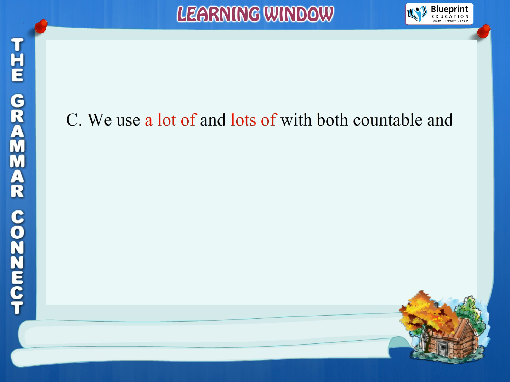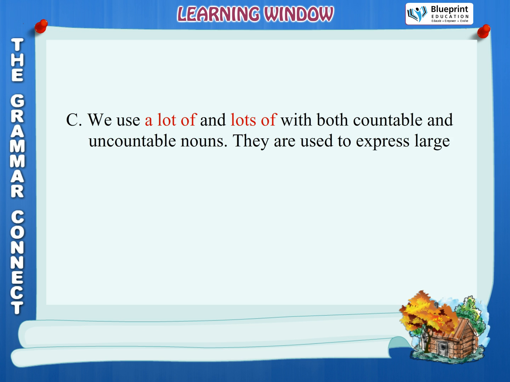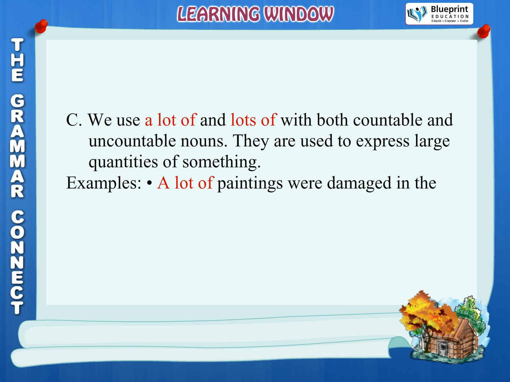C. We use a lot of and lots of with both countable and uncountable nouns. They are used to express large quantities of something. Examples: a lot of paintings were damaged in the fire. Farid likes lots of butter on his toast.